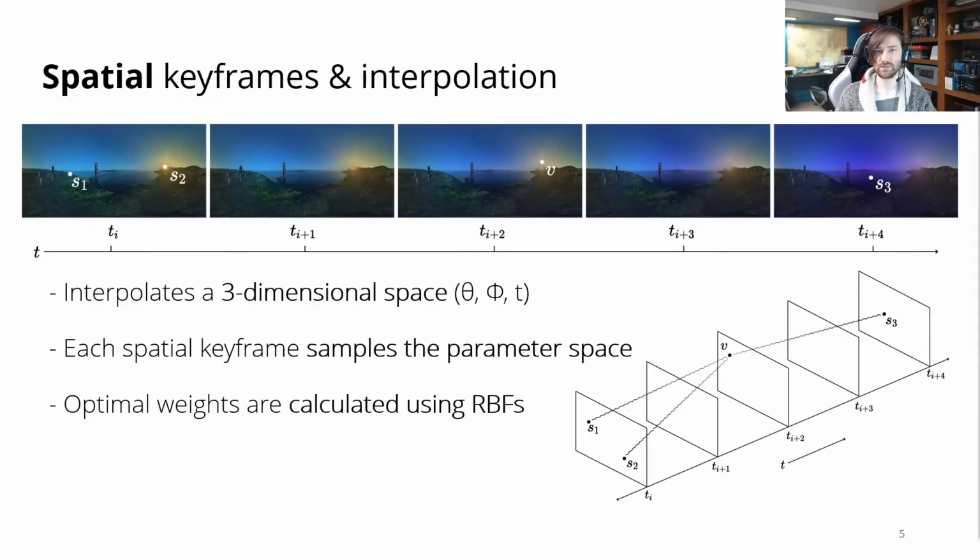We accomplish this by interpolating a sparse set of spatial keyframes that are embedded into a three-dimensional video space. This includes a two-dimensional location on the equirectangular frame and one temporal dimension. Each spatial keyframe then samples the parameter space at those particular coordinates. Our interpolation works by treating each spatial point, for example S1, S2, and S3, as radial basis functions. We then use these to find the optimal weights so that we can smoothly interpolate between each spatial key point depending on where the current view, V, is located.